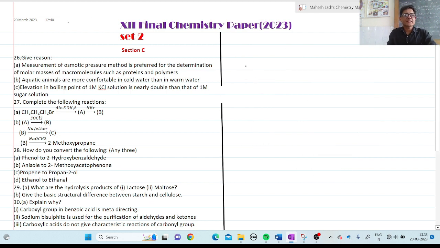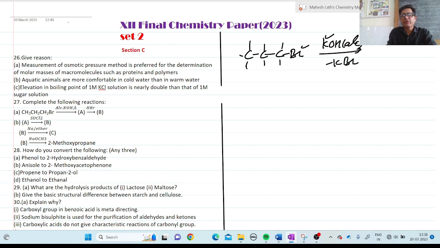So question number 27. Bromopropane reacts with alcoholic KOH, K and Br form potassium bromide, and removing the neighbouring beta hydrogen, it forms H2O. So it is propene. The reaction is a beta elimination type of reaction.